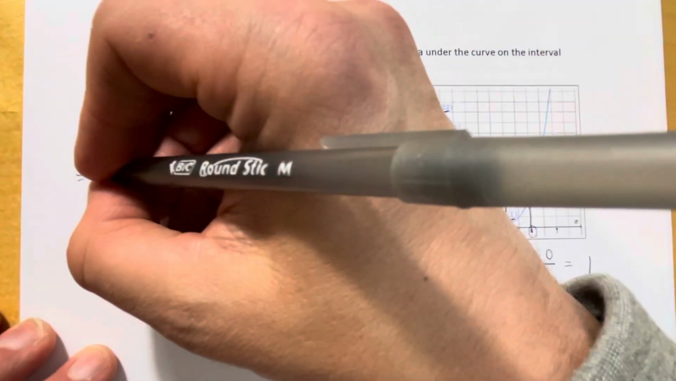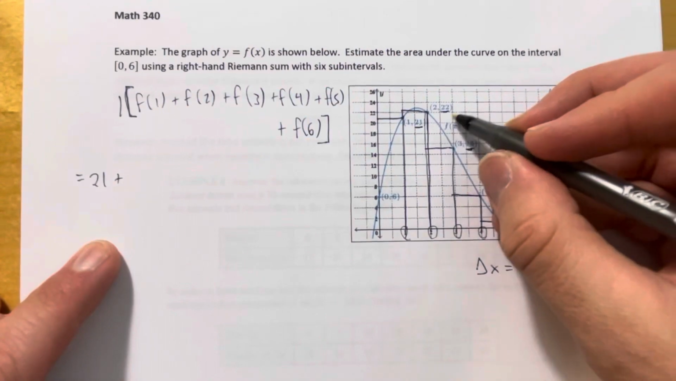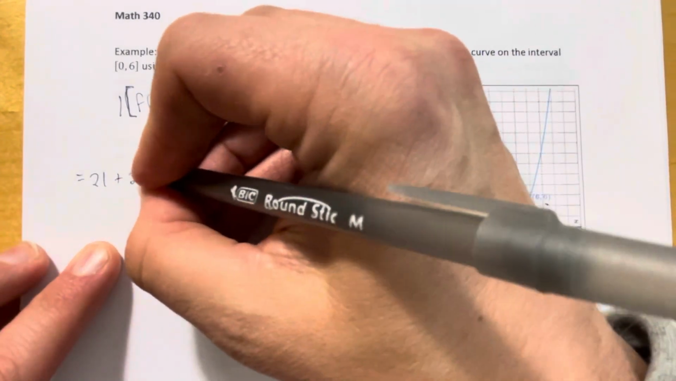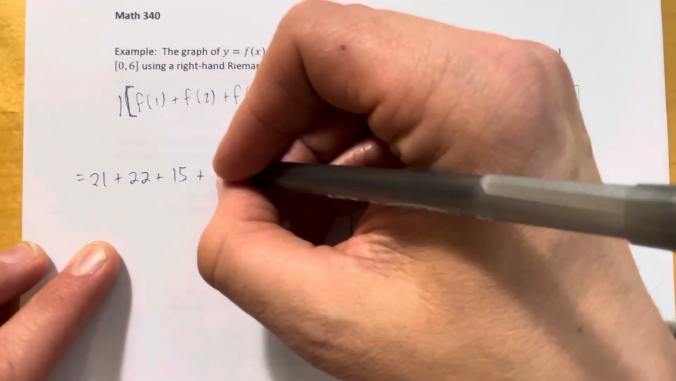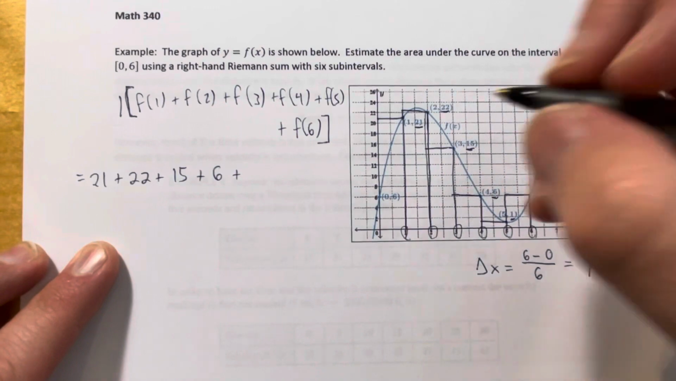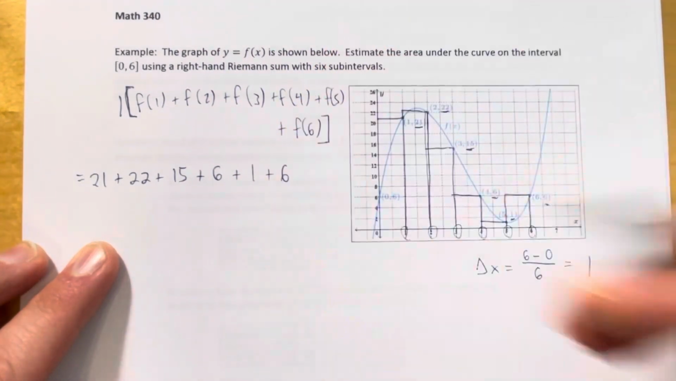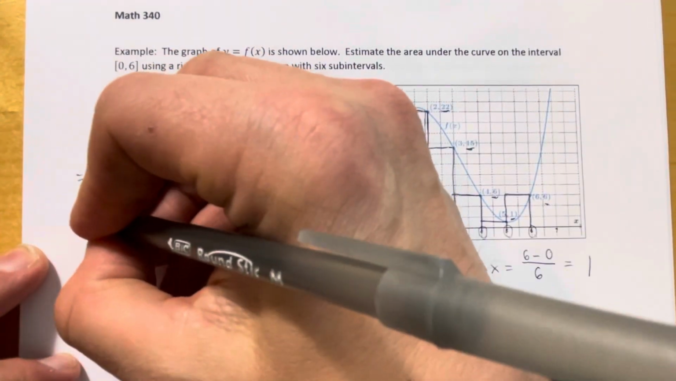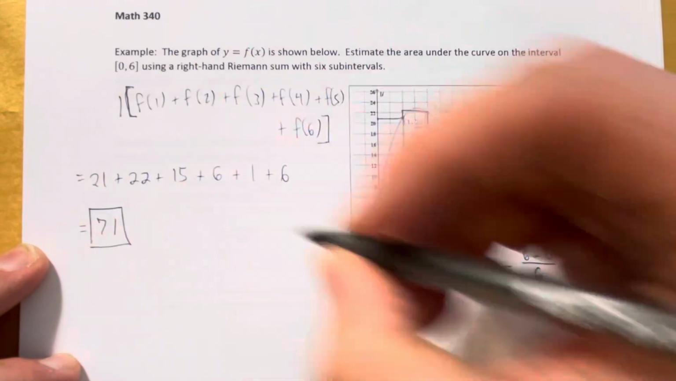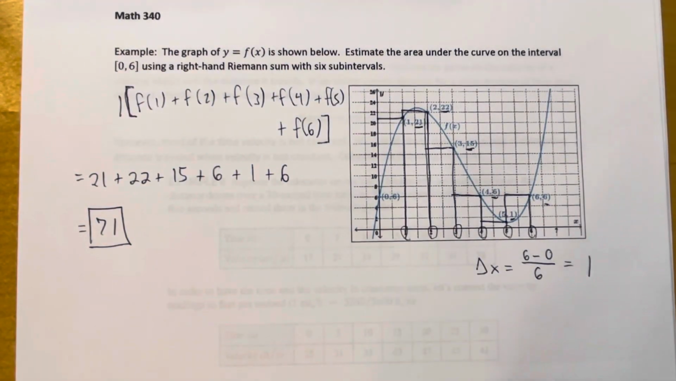It's 21 plus 22 plus 15 plus, that's a 6 right there, plus 1 plus 6. Okay, that one is easy enough to work out by hand if you want to, or in a calculator. It comes out to 71. So that would be my estimate for the area here using right endpoints.